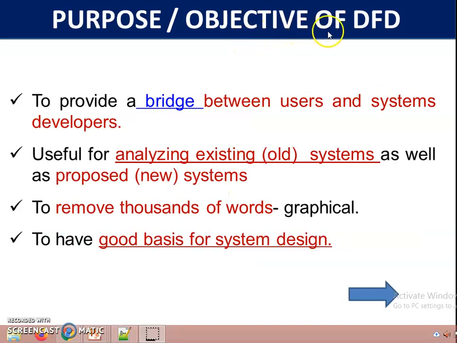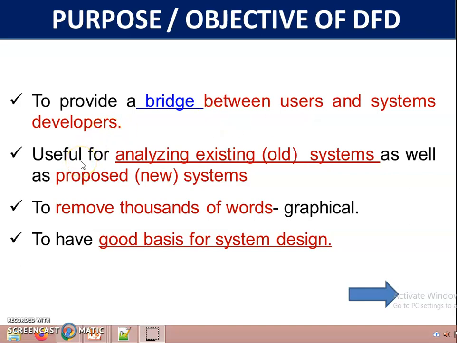So these are a few of the objectives of the data flow diagram. First, the purpose of DFD basically is that it provides a bridge between users and system developers. So what does it mean? System developers are not workers in the company, but they have to develop a system for the users. So to establish a connection between users and the system developers, we need to create a data flow diagram so that system developers will understand what the users do in the company and what information they need to perform their job.